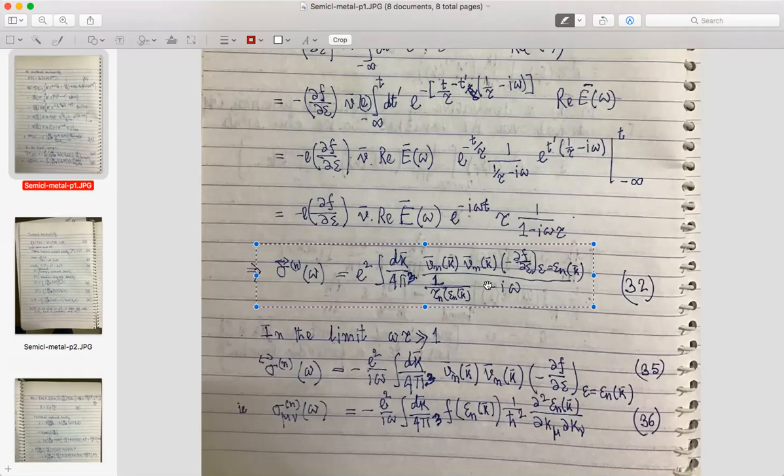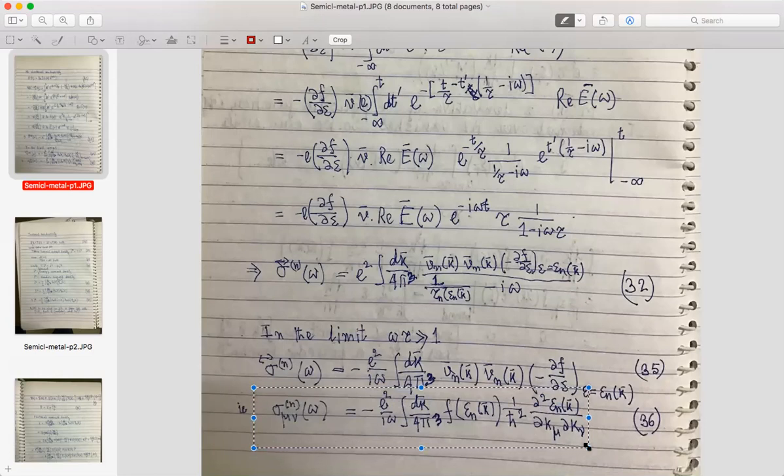In that case, this is a bit of algebra which I leave for you to work out. If you look at this factor, the omega dependence is right here, and you will end up getting this as the leading order contribution to the AC conductivity.